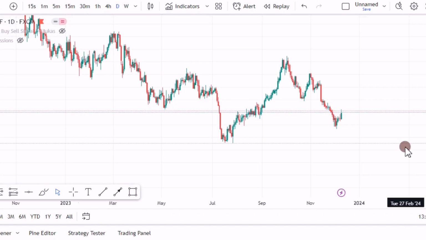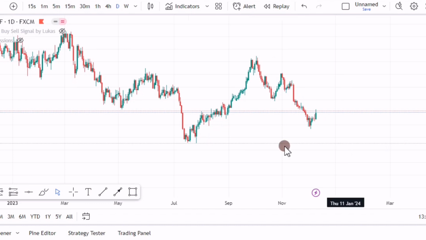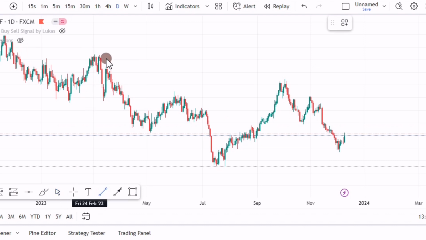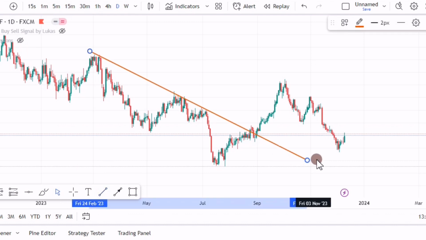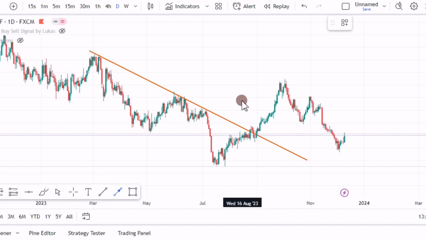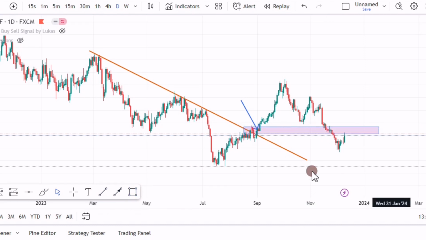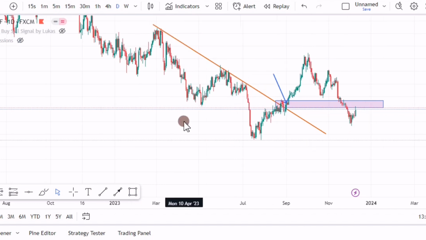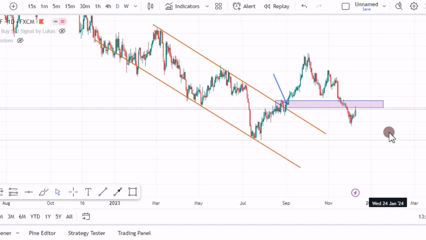Okay, so USDCHF, we don't have a clear picture. Let me show you again. See this downward trend line? Price broke out from here. So you have this key level, price closed below it, so it's likely that it continues selling. You also have this trend line.